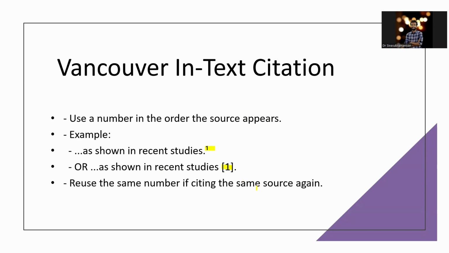In case, for example, you are taking a textbook of community medicine in the first paragraph, and the same thing is repeated in the third paragraph, and in between you might have three or four other references, you have to again quote the same reference as 1. You should not have that as six or seven. So that thing you should remember before putting a citation. So use a number in the order in which the source appears. And these are some of the examples.